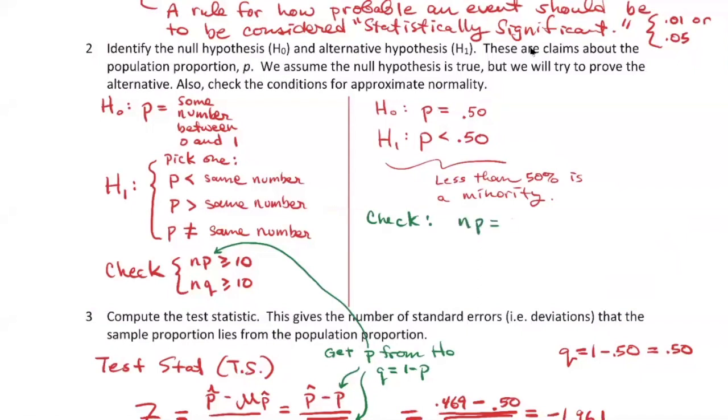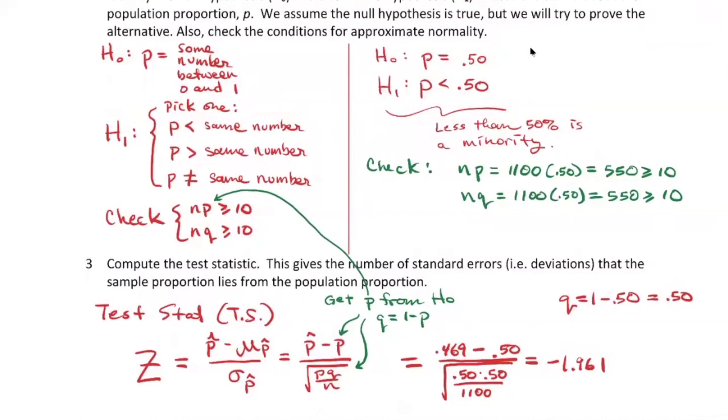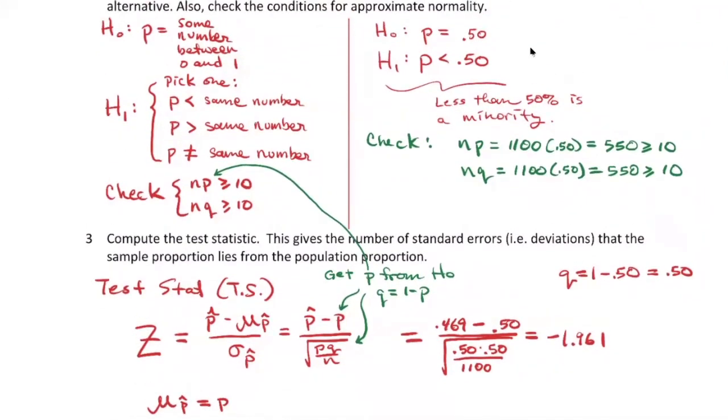NP is 1100 times 0.50, which would be 550. So that's really long. That's definitely at least 10. And then NQ, same thing. So you can see the tails have exactly the same length. So this is actually a really symmetric distribution, and it's going to be very much a bell-shaped curve. And their tails are the same length. And looks real nice. They always come out symmetric when P is 0.5, which is that 50-50 mark. Okay, so we got the normality. Got it covered, and I guess I should say approximate normality.